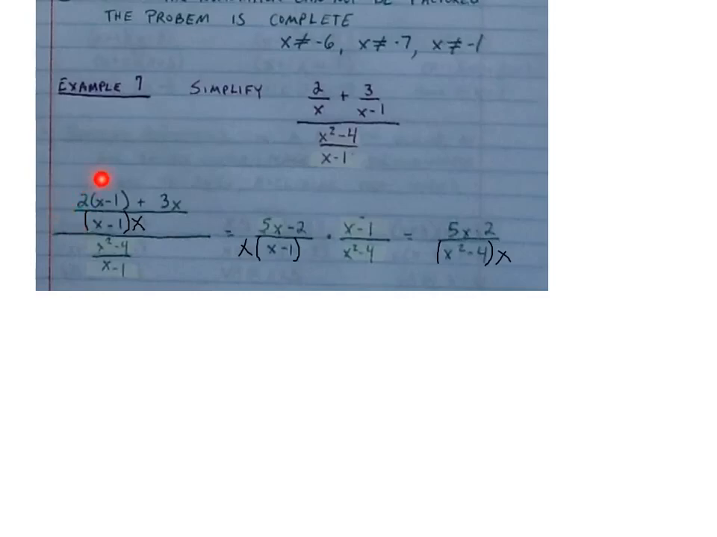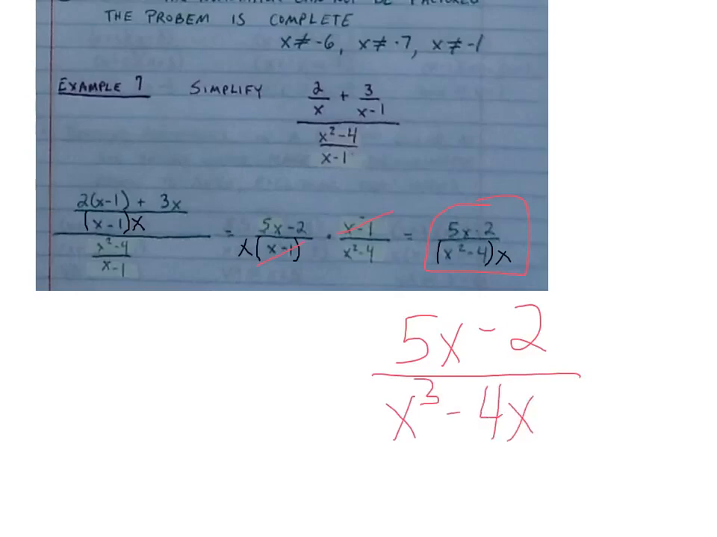So going back to multiplying and dividing rational expressions, we take the numerator and we multiply it by the reciprocal of the denominator. So we do that, and in doing so we find that x minus 1 cancels, and we find this to be the final form. If we wanted to, and we should, we would say 5x minus 2 over x to the third minus 4x. And that would be the final simplified form for the complex fraction.